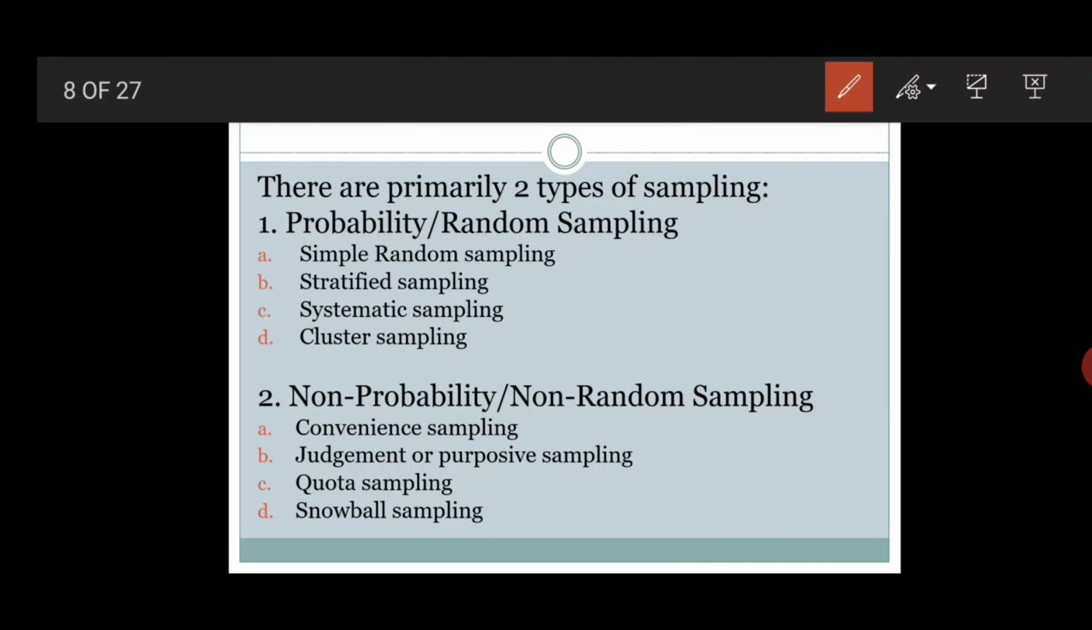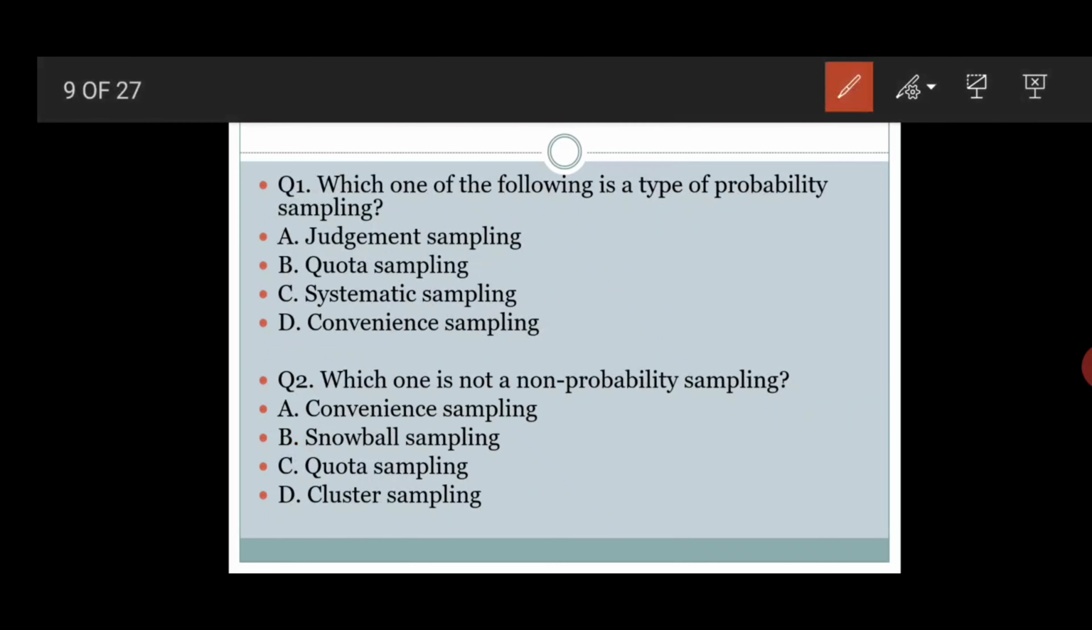So we have come to the end of this class, but I would like to draw your attention to this slide. It's very important. Please take a screenshot or maybe jot this down and stick it on your wall. Because it's very important to remember these types of sampling and the categories they come under. So in the exam, this is how they'll ask the question. Which one of the following is a type of probability sampling? Okay, so you have to choose which type comes under the category of probability sampling.